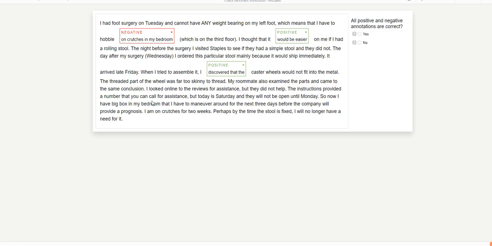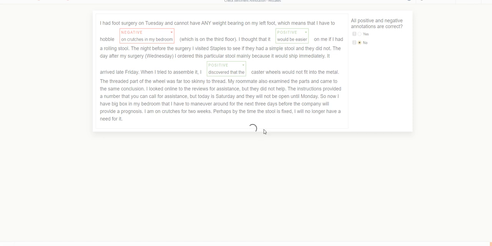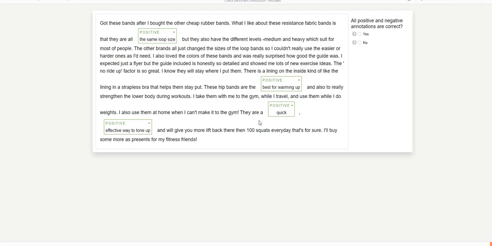I'm not sure how many HITs or tasks we need to finish for us to pass, but it's again the training. "On crutches in my bedroom would be easier discovered." Not sure about this one. This is going to be no again. "Positive, the same loop size, best for warming up, quick, effective way to tone up." It's a yes.